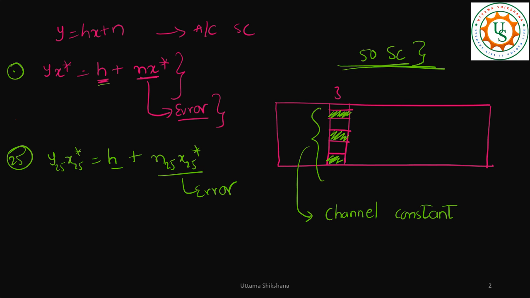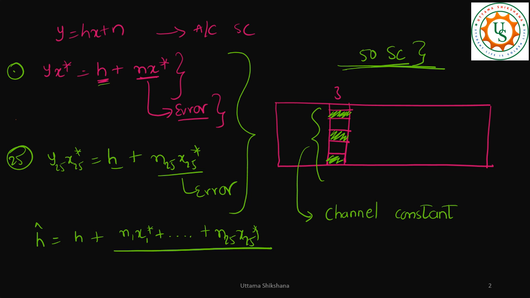Now you perform the averaging across these because h is constant, right? If you perform the averaging across it, you get h plus n1 x1 star plus up to n25 x25 star, divided by 25. By this way you can reduce this error or noise to a greater extent, right?